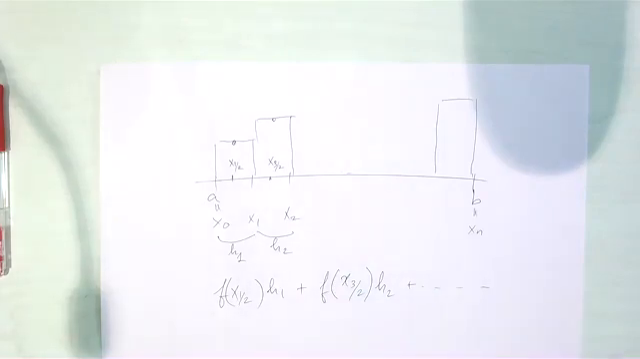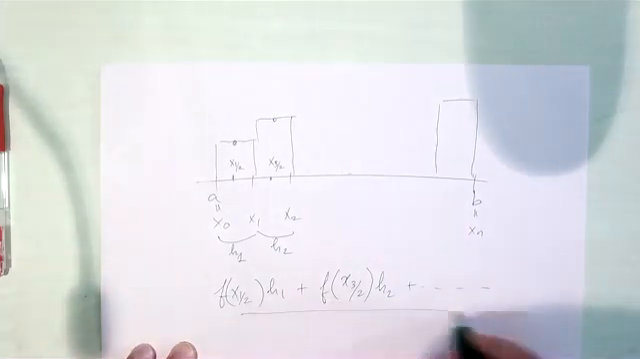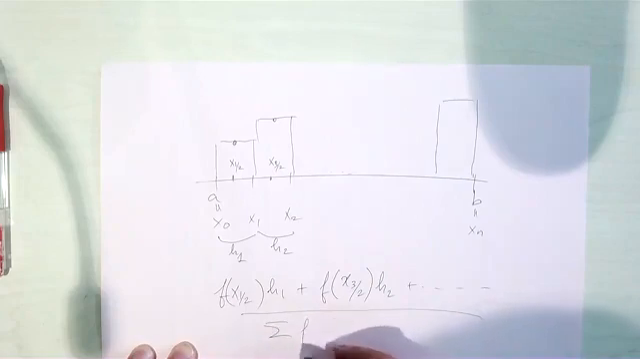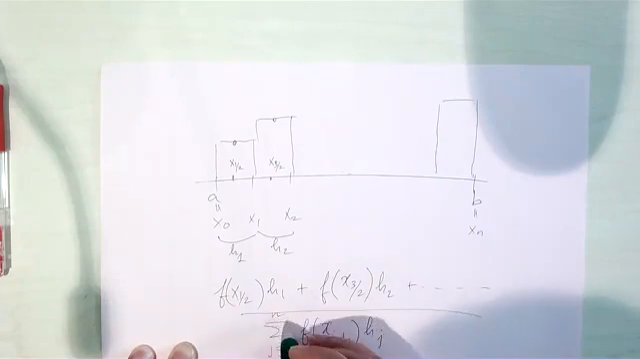And if I want to make life simple, then I just use a uniform partition. If I use a uniform partition, then the step sizes are the same, so hj equals the same h. And then if it's the same, you can pull it out. Then you have this sum, the sum of f of xj minus 1/2 times h, j from 1 to n.